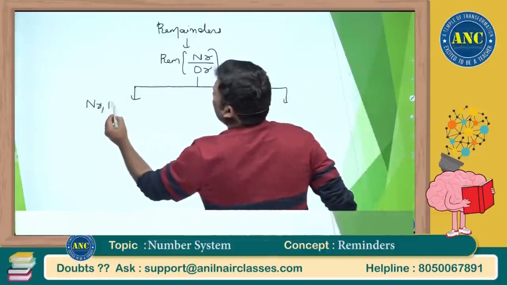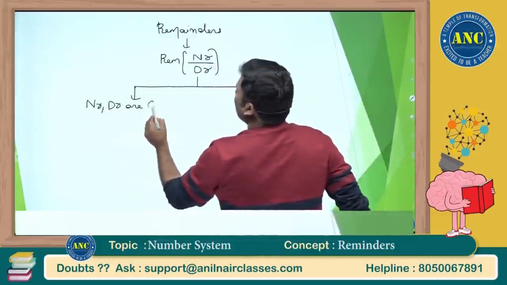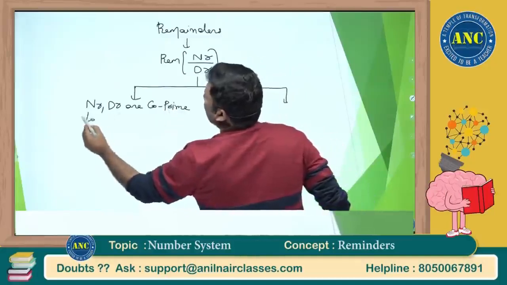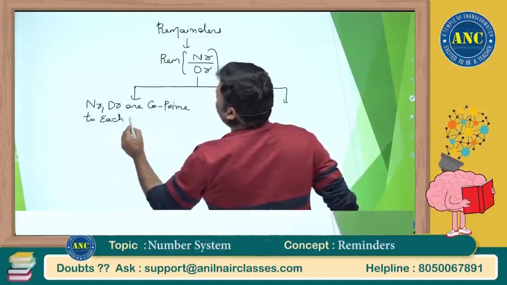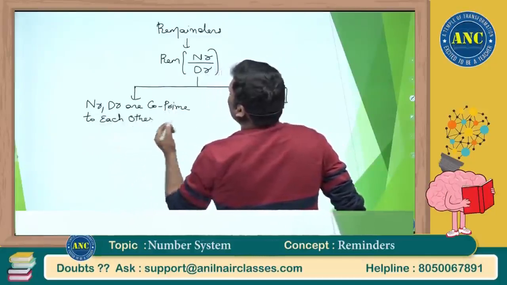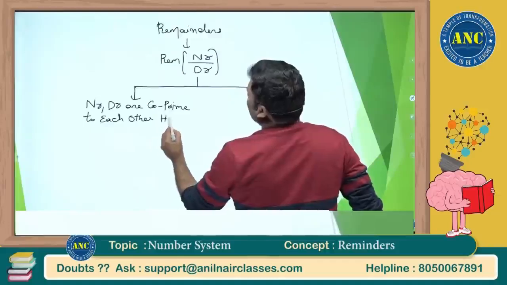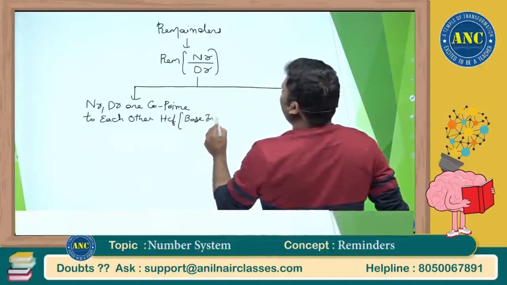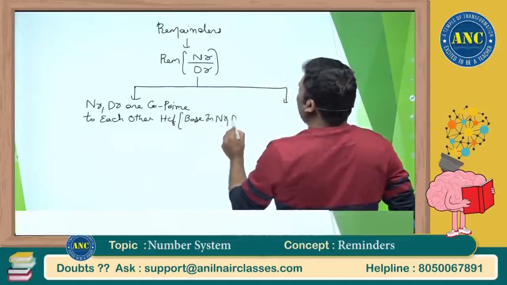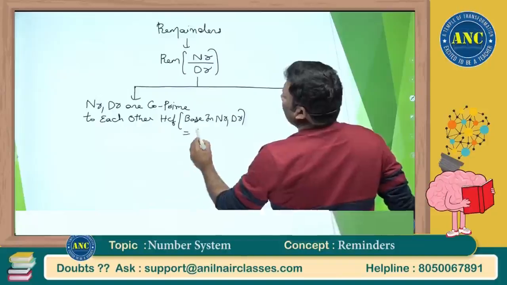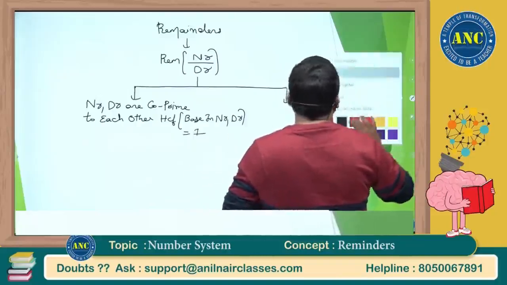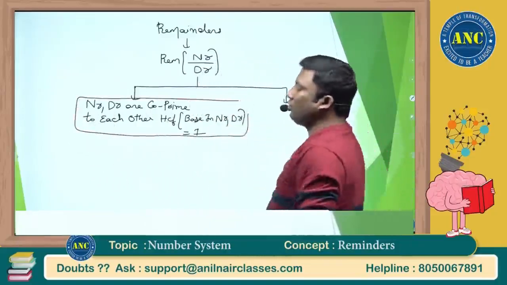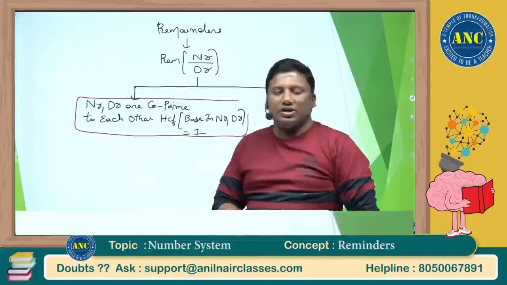Case one: numerator and denominator are co-prime to each other. That means the HCF of the base in the numerator and the denominator is nothing but 1. Two numbers are said to be co-prime to each other if their HCF is 1.